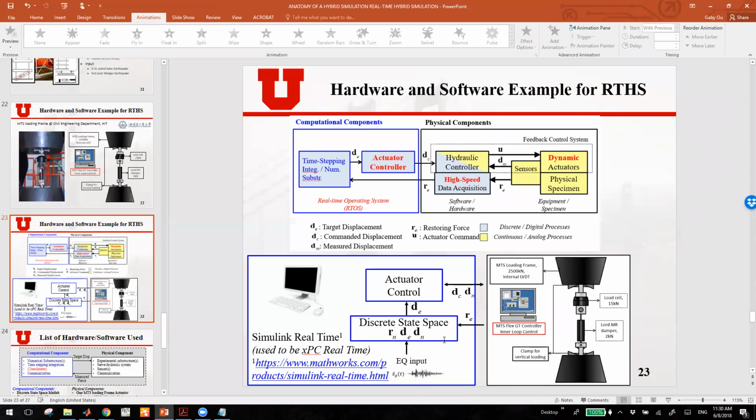So we use a discrete state space to represent the numerical substructure, and we calculate the boundary condition displacement and compensate the structural dynamics through actuator control and send that command to the MTS controller. And then the MTS controller will implement our displacement and measure. We have the force measured through the load cell and send back to our simulation, and through that discrete state space, which is both the numerical simulation of the numerical substructure and also the time stepping.